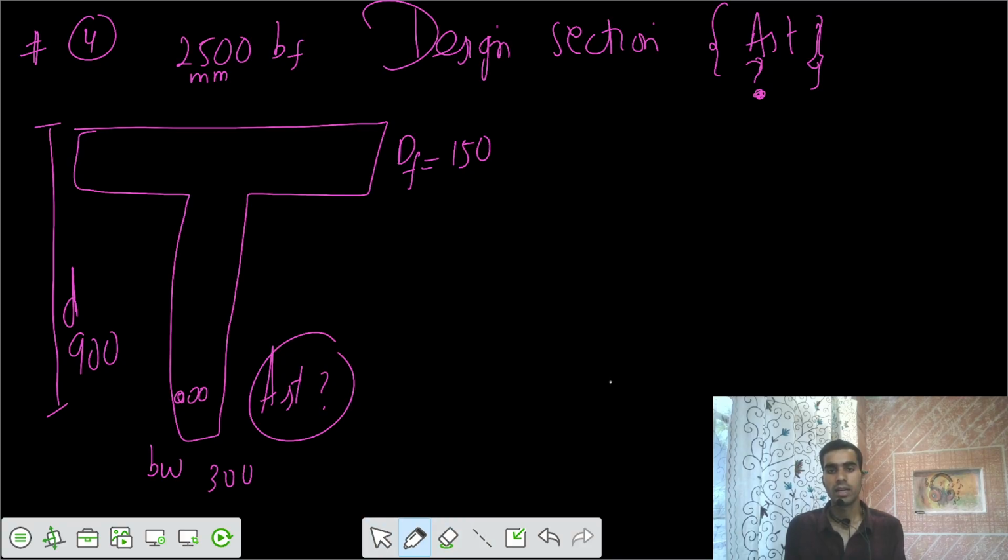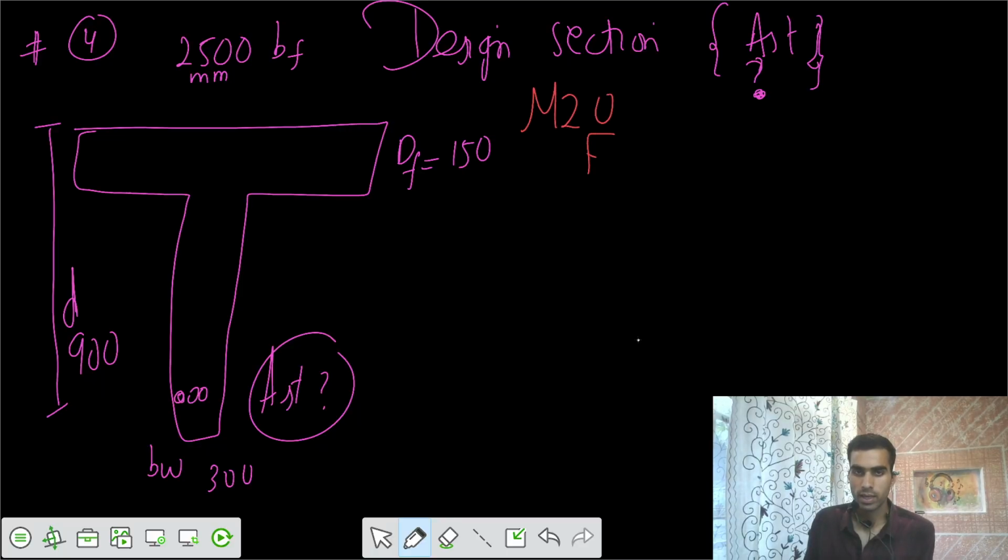Is there any data related to the characteristic strength of materials? I think the material is M20 and steel is Fe415. Okay. We need to get the area of the steel reinforcement.